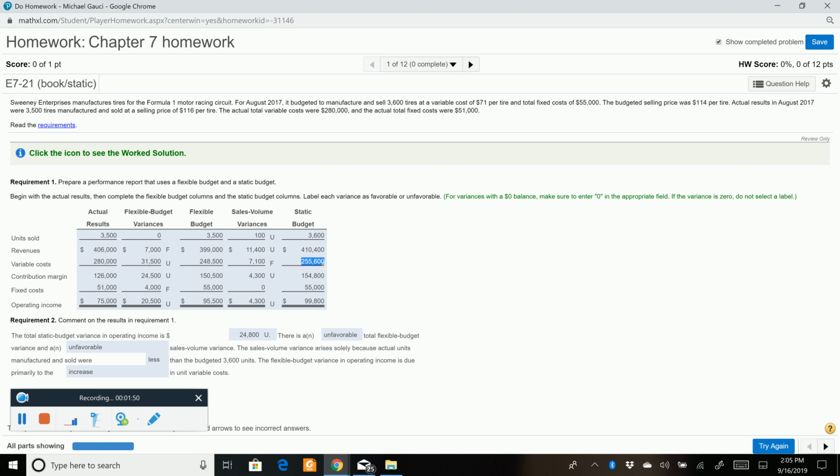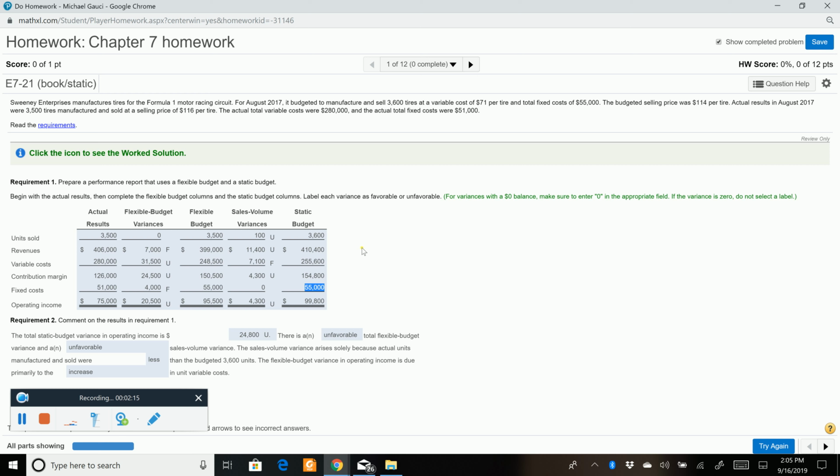Revenues minus variable costs gives you a subtotal called contribution margin. And the budget for fixed costs was $55,000. If we take our contribution margin, subtract out fixed costs, we will get operating income. So once again, the static budget is the original planning budget based on what we intend to sell.